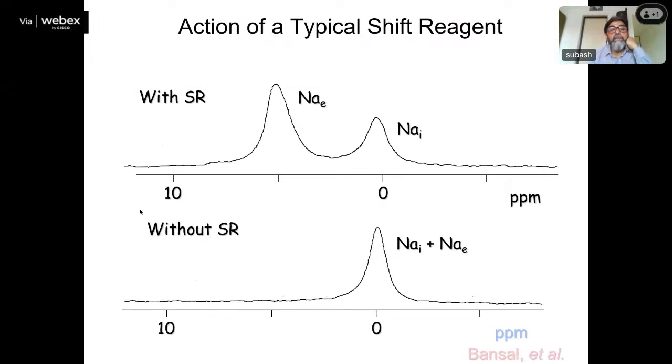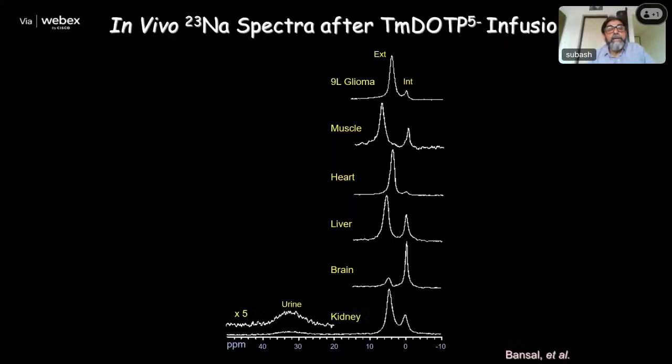By injecting this, what you find is, without the shift reagent, there's a single peak from extracellular and intracellular sodium. But when you inject this shift reagent, you can see the extracellular sodium and intracellular sodium are distinct peaks. So now you can measure the concentration of the two peaks, intracellular sodium and extracellular sodium, and find out the functioning of the sodium pump. I think this is again the infusion of one of the shift reagents. You can see in different conditions how the intracellular and extracellular sodium peaks are shown and concentrations can be measured.